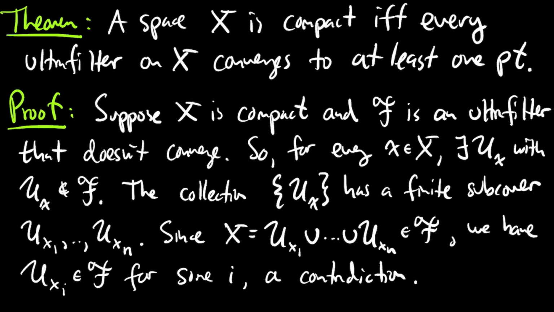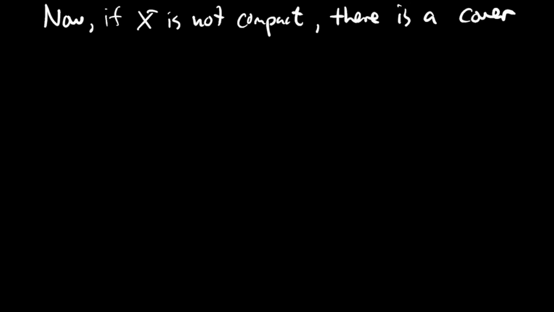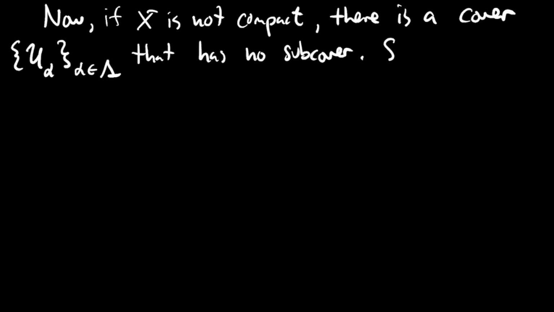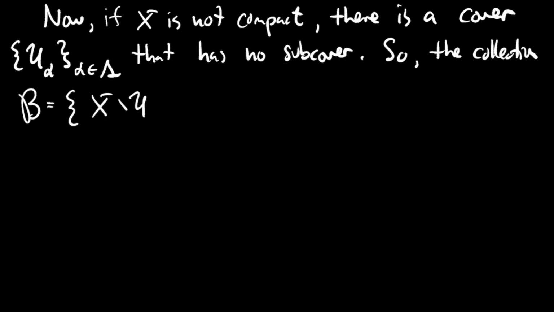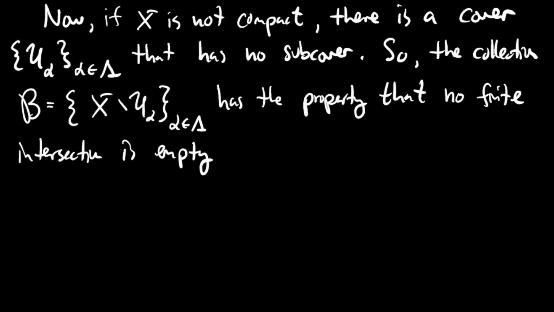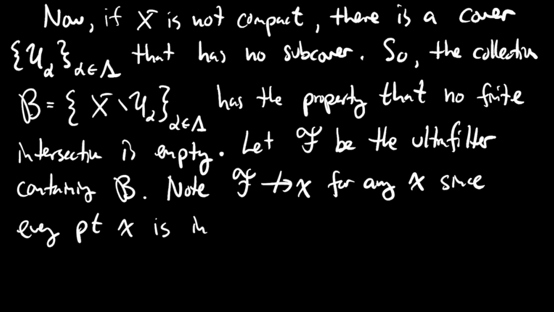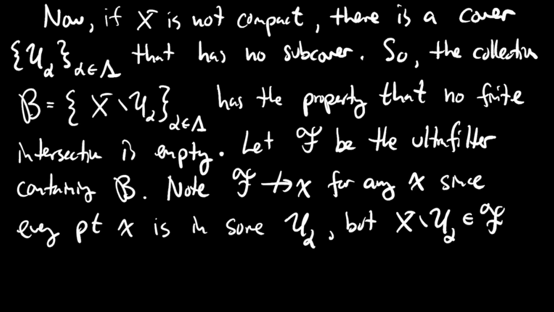And in the other direction, if you have a space that's not compact, then it has an open cover that has no finite subcover. You can make an ultrafilter out of that by taking the complements of all the sets in the open cover. That collection of sets has the property that no finite intersection is empty, and so there's an ultrafilter that contains it, and then that ultrafilter can't converge to any point because each of those points is in one of the open sets in the open cover, but that open set can't be in the filter because its complement is.